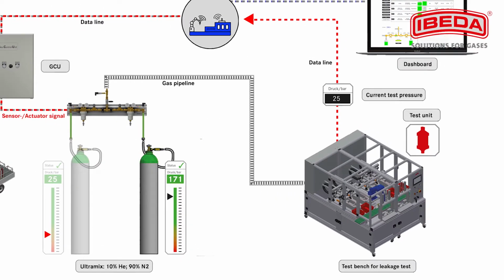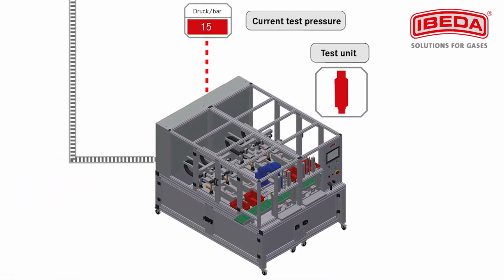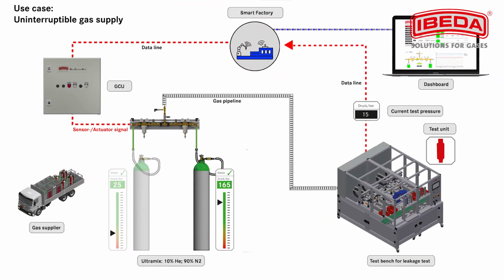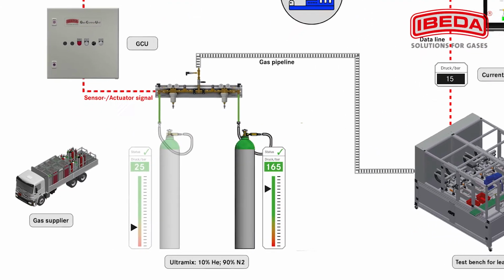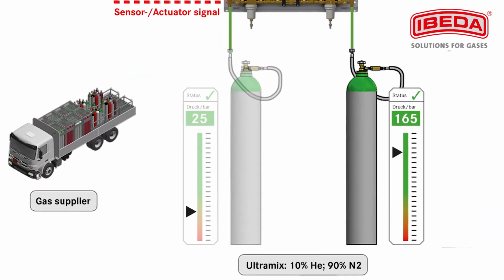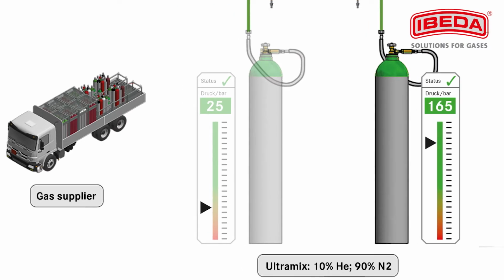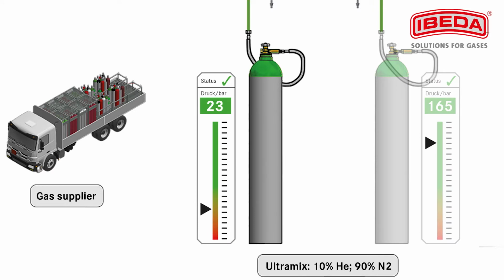The next job requires a test pressure of 15 bar. This pressure is now automatically set as changeover pressure by the test bench. Due to the priority circuit, the GCU switches the gas manifold system back to the gas cylinder, which still has a residual pressure of more than 15 bar, which is sufficient for the test procedure.